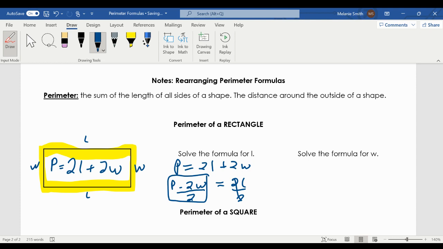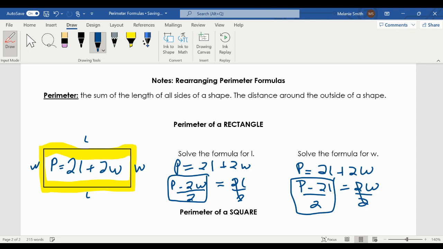Now, if I wanted to do the same thing solving for W, it's the same process, except this time I'm going to take away the 2L from both sides. So P minus 2L equals 2W. And then go ahead and divide both sides by 2 again. And I get P minus 2L, that's an L, P minus 2L over 2 is equal to the width.